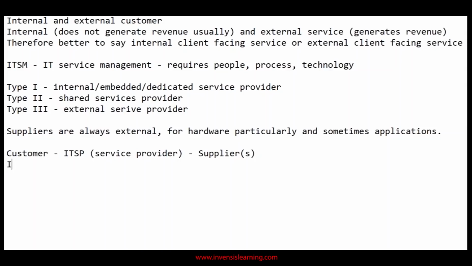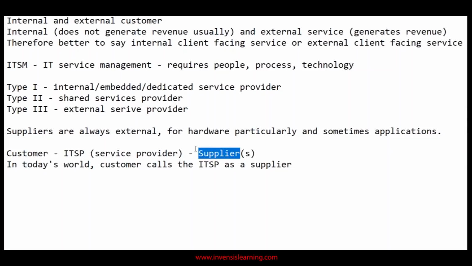Now in today's world, what happens? The customer calls the IT service provider a supplier. So you are a company, and you depend on another company for delivering services to you; you will call them a supplier, a vendor, or a third party. But in the ITIL world, you need to differentiate that the supplier is somebody who is actually providing services to the IT service provider, because of which the service provider is providing services to the customer. This is what you need to know.